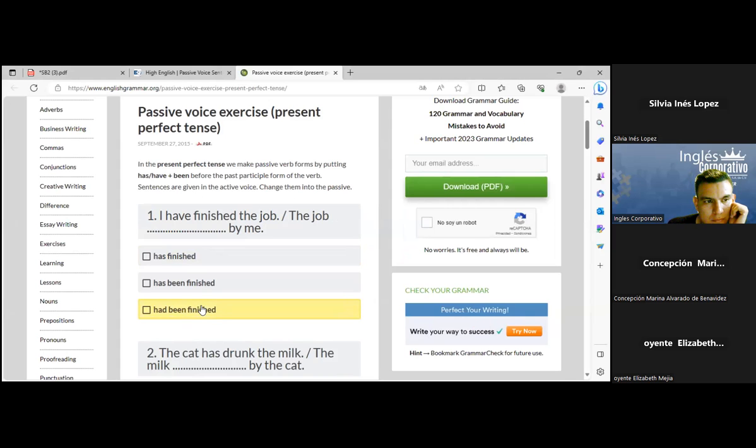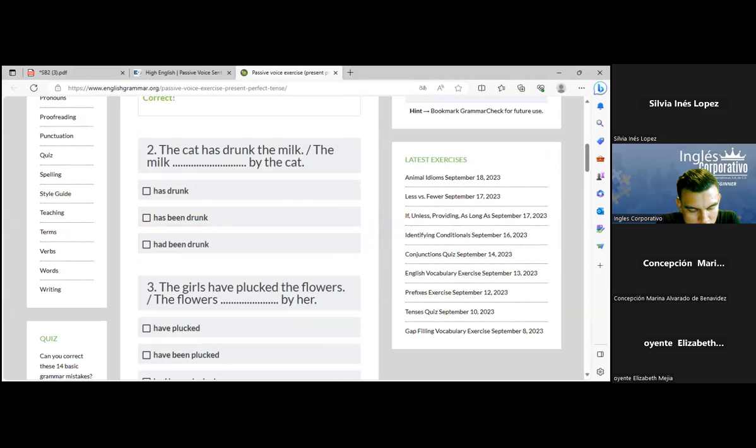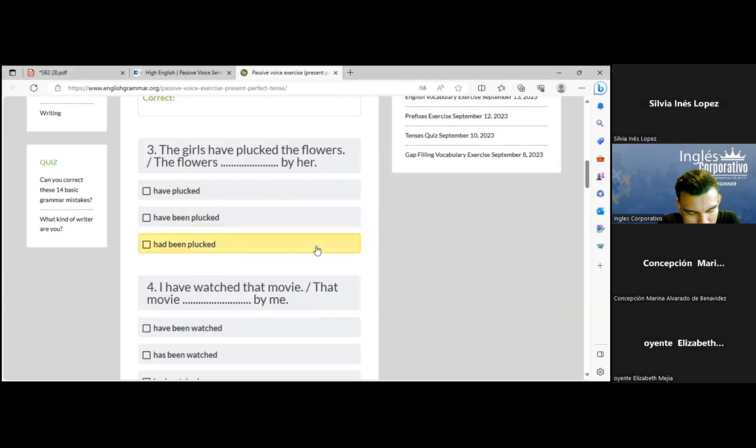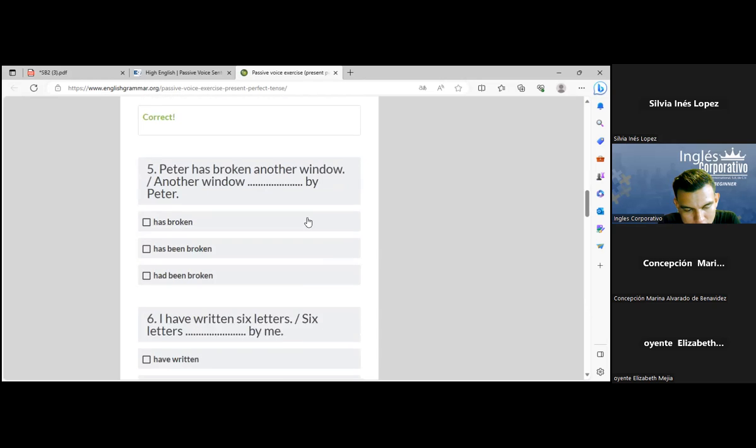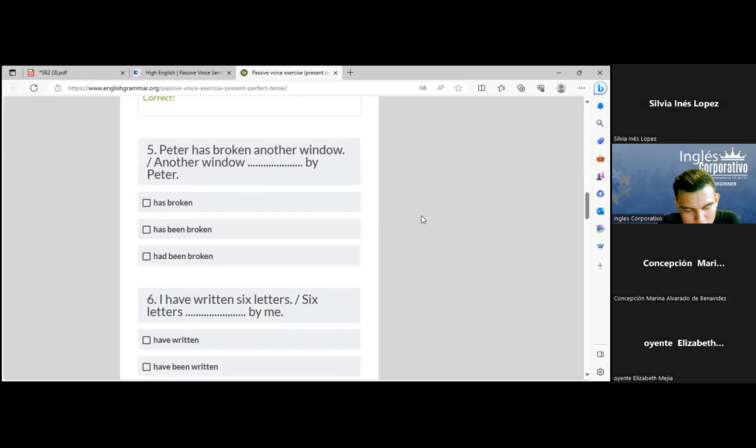The joke. Leah has been finished. That has drunk the milk. Has been drunk. The girls have plucked the flowers. Have been plucked. I watched the movie. Has been watched. Peter has broken the window. The window has been broken.